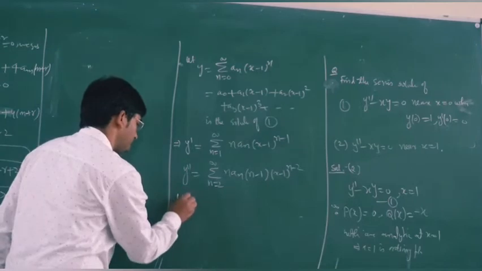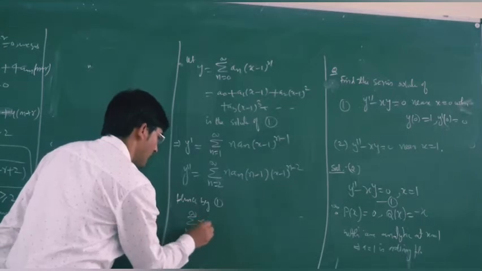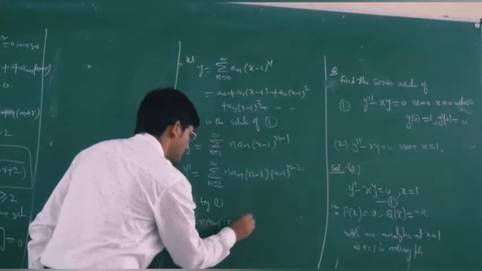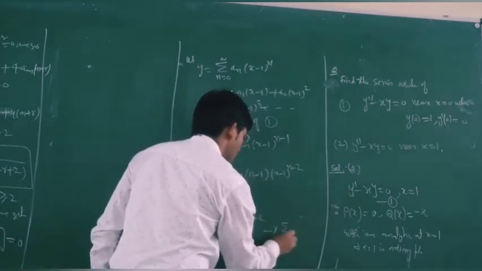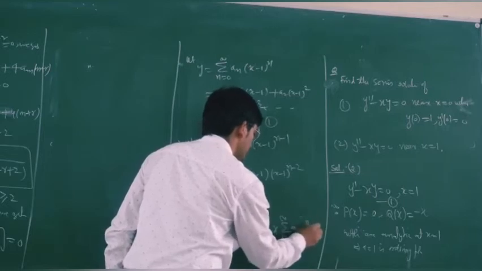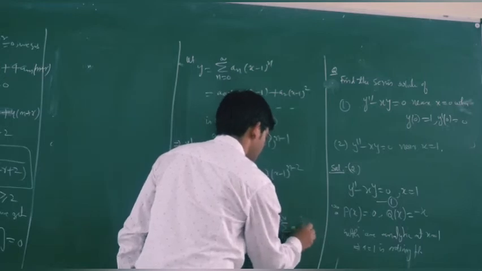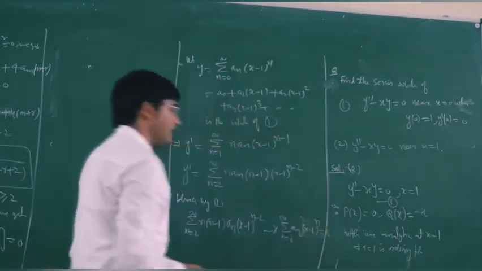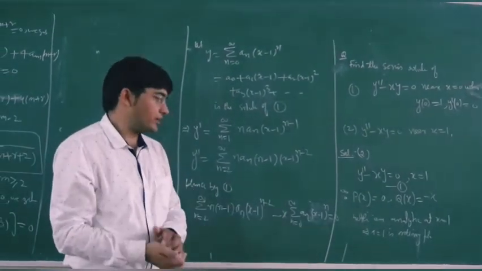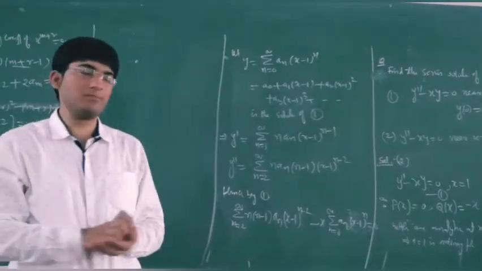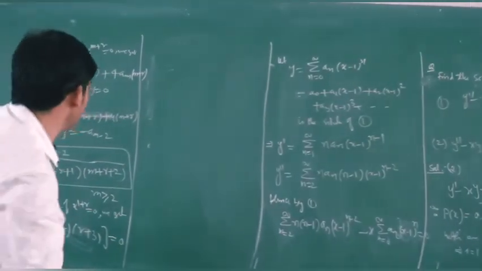Hence by 1 we have y double dash, that means summation n equal to 2 to infinity n(n minus 1) a_n (x minus 1) power n minus 2, then minus x into y, this equal to 0. Now as we have the powers in x minus 1, let us write this x as x minus 1 plus 1, so that all the powers will be in powers of x minus 1.